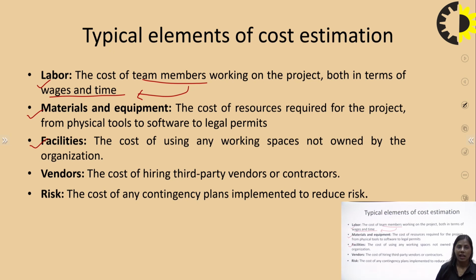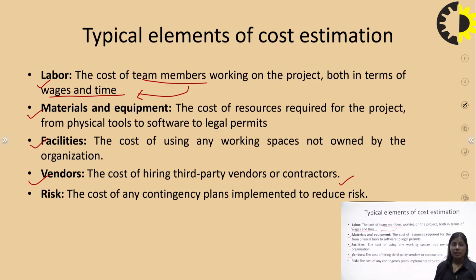Then we have another element, that is the vendors. For development of the projects or the project hardware, we are hiring some vendors, like third party vendors. Whenever we hire third party vendors, we have to pay something, so we have to estimate that cost. We should include that cost in our project cost estimation. So this is another factor of the cost estimation: hiring third party vendors or contractors. If we involve any contractors or third party vendors in our project, we have to pay for that. This is how we estimate the project cost.